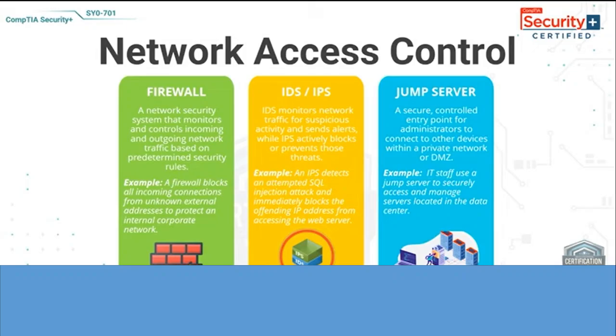If you have predetermined security rules, like if you have applied the rule that any IP address which starts with 2000 is not allowed to enter the network, this is the predetermined security rule. If you set any rule, then it will work on it. Like a firewall blocks all incoming connections from unknown external addresses to protect an internal corporate network.